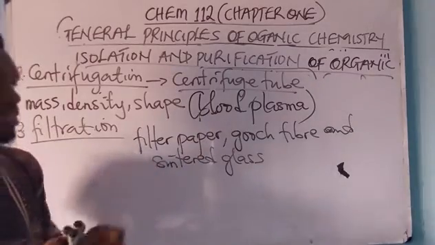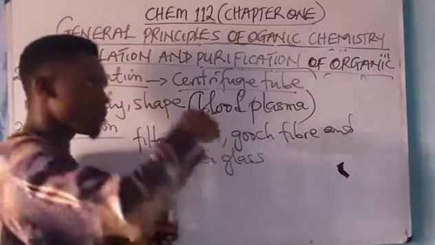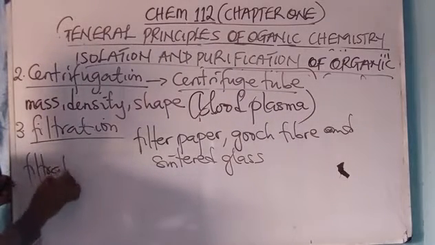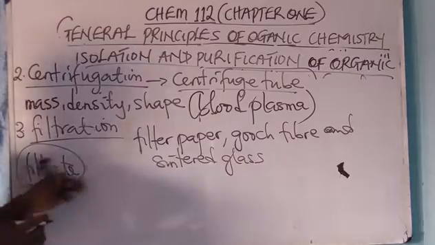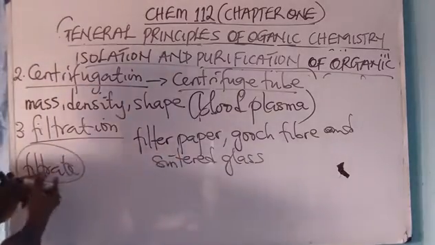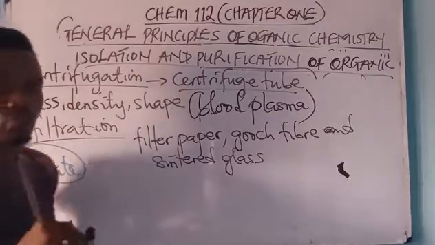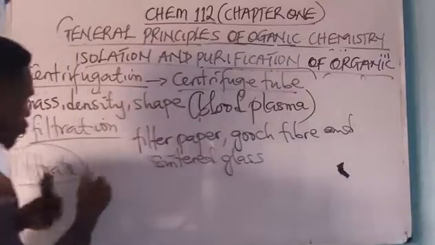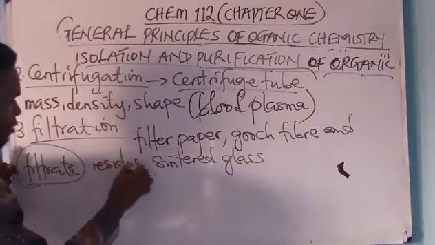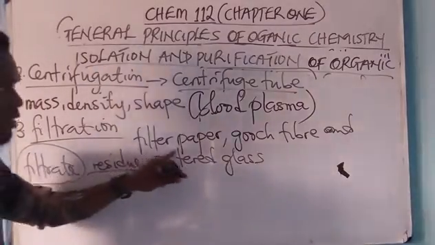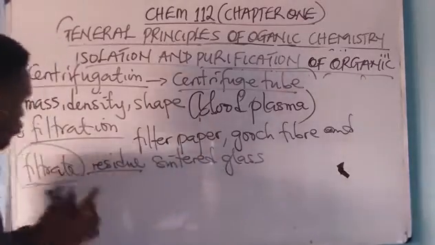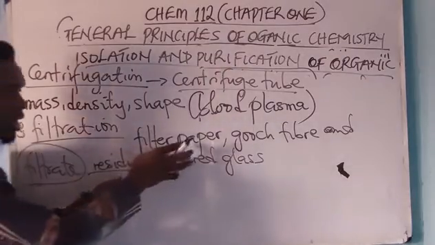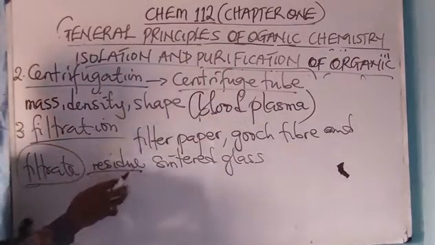Now the solvent that passes through these to the bottom of the container is called what? Filtrate. All right, the solvent that passes through these filtrating units is called filtrate, while the solute or solid retained in the filter or in any of these is called residue. Take note of that. The one that passes through the filter paper, the gauze fiber, and sintered glass is called the filtrate, while the one that is retained in any of these is called residue. So that is for that.